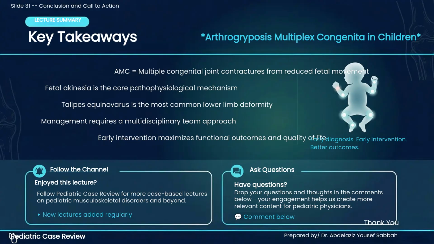And that brings us to the conclusion of today's lecture on Arthrogryposis Multiplex Congenita in children. Let us review the key takeaways. Arthrogryposis Multiplex Congenita means multiple congenital joint contractures arising from reduced fetal movement. Fetal akinesia is the core pathophysiological mechanism. Talipes equinovarus is the most common lower limb deformity. Management requires a multidisciplinary team approach beginning in the neonatal period, and early intervention maximizes functional outcomes and quality of life.